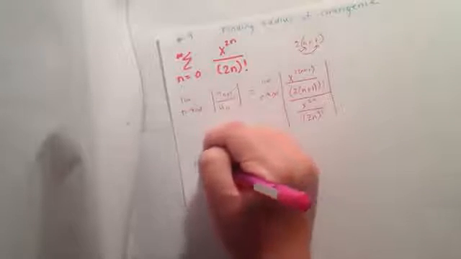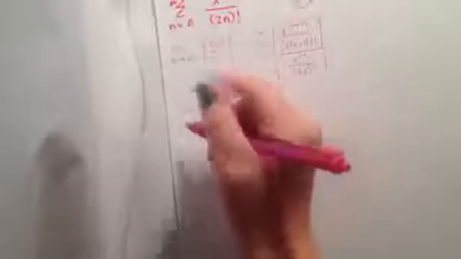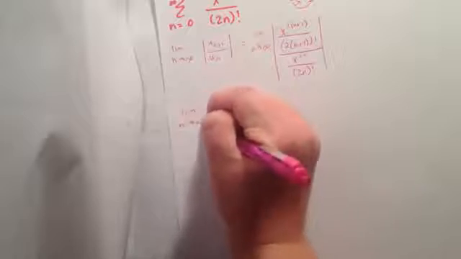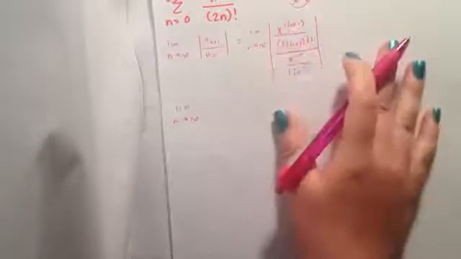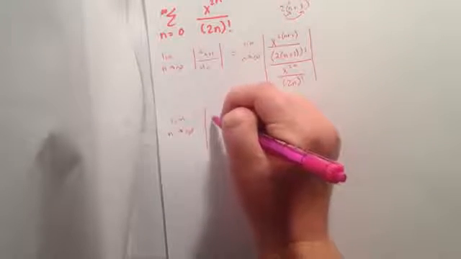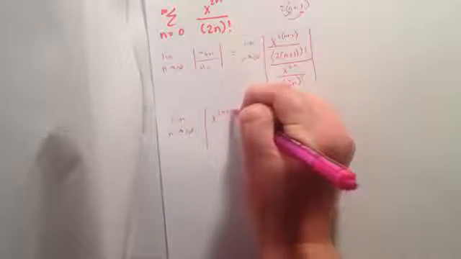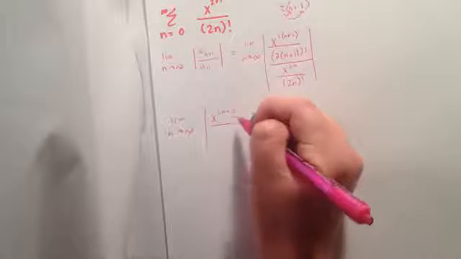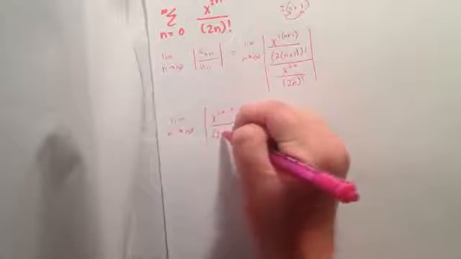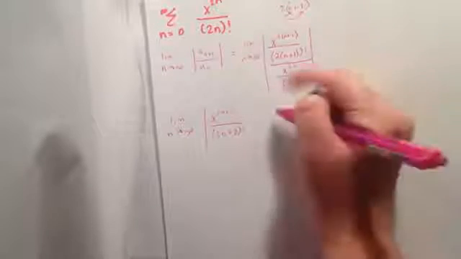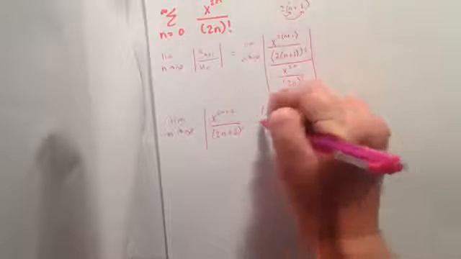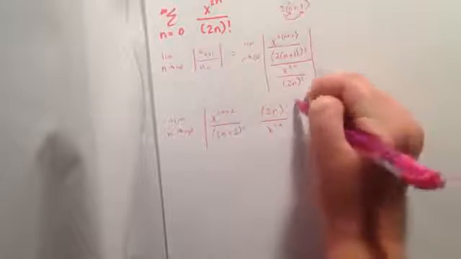So the limit as n approaches infinity of, and I'm going to distribute the 2 times n plus 1 for convenience, absolute value of x to the 2n plus 2 power over 2n plus 2 factorial times the reciprocal of this, 2n factorial over x to the 2n.